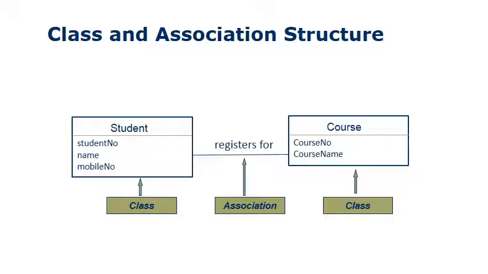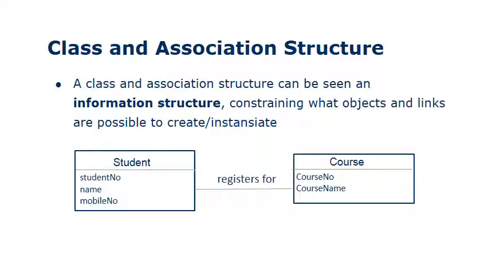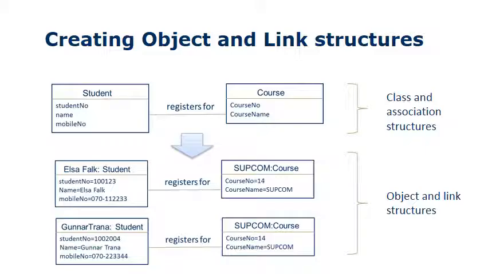Here you can see that UML calls the classes class and the relationships between the classes association. This class and association structure can be seen as an information structure, actually constraining what objects and links are possible to instantiate based on this information structure. To be a little bit more concrete, you have this class and association structure, and that could be the base for creating objects and link structures.